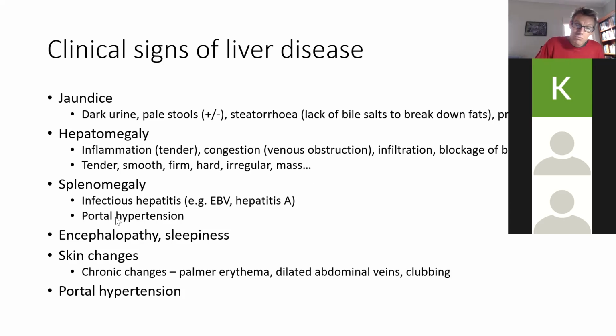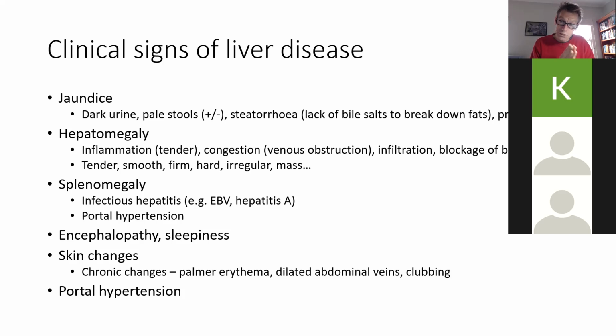Sometimes there's also splenomegaly in liver disease, of course, either because the same process that's affecting the liver was also affecting the spleen, such as hepatitis. Viral hepatitis can affect both the liver and the spleen. Epstein-Barr, like glandular fever, can give you a big tender liver and a big tender spleen.